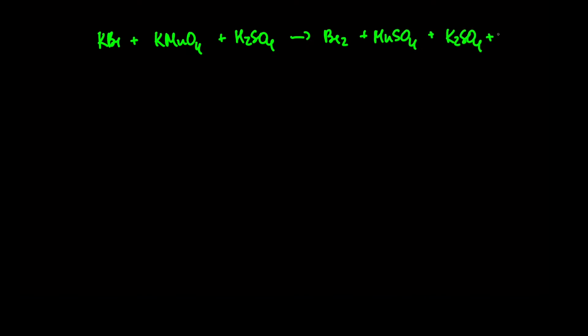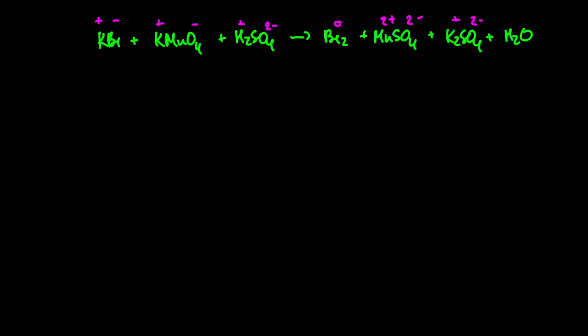The last example under acidic conditions I prepared for you is a potassium bromide reaction with potassium permanganate and sulfuric acid. Once again, we look at charges. Potassium plus, bromide minus, potassium once again plus, permanganate minus, hydrogen plus, sulfate 2-, pure bromine 0, manganese 2+, sulfate 2-, potassium plus, sulfate 2-, and water is a neutral compound.